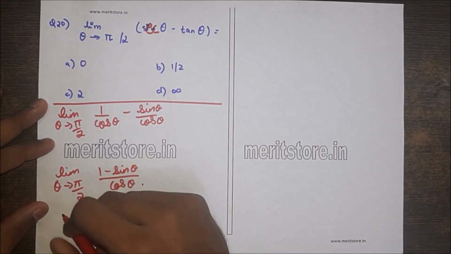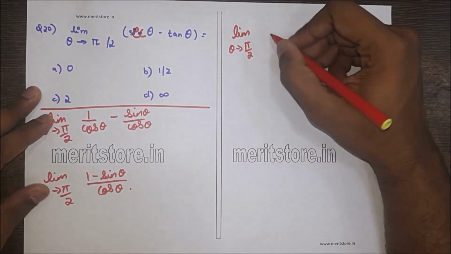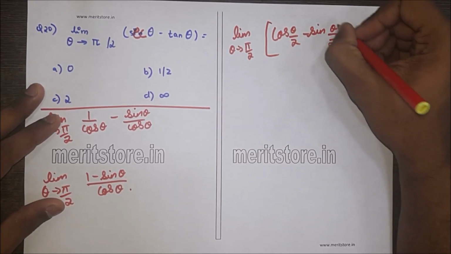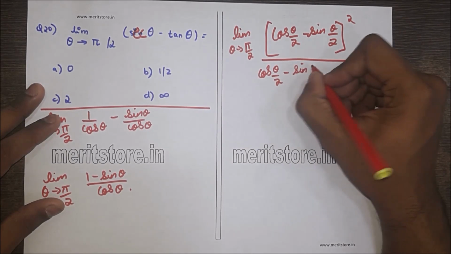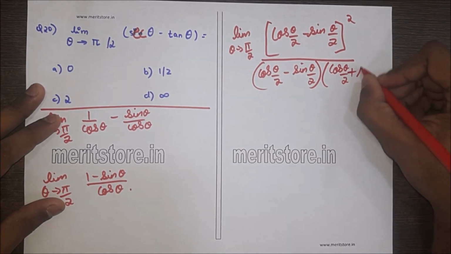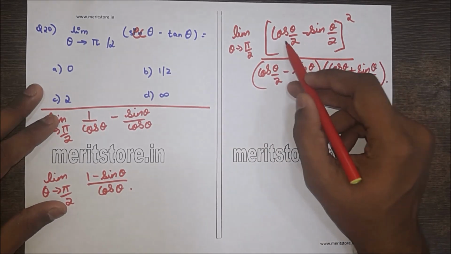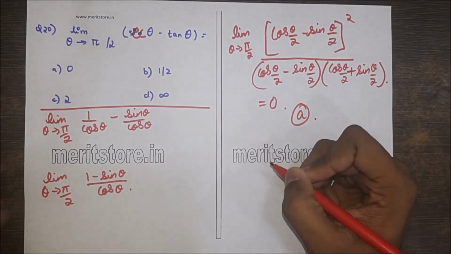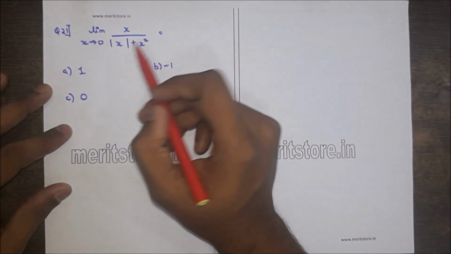Now we solve this further to get limit of theta tends to pi by 2 of cos theta by 2 minus sine theta by 2 the whole square upon cos theta by 2 minus sine theta by 2 into cos theta by 2 plus sine theta by 2. On applying the limit theta tends to pi by 2, each of these terms get cancelled out, giving us 0, which is option A.